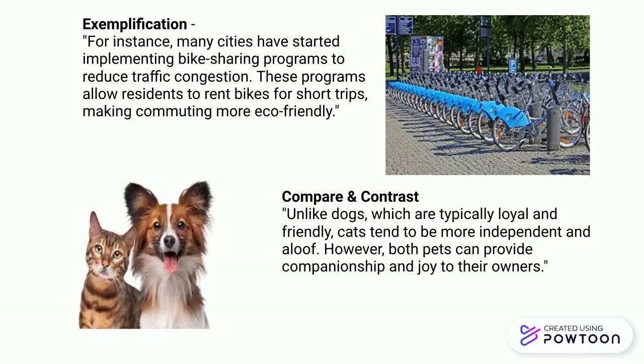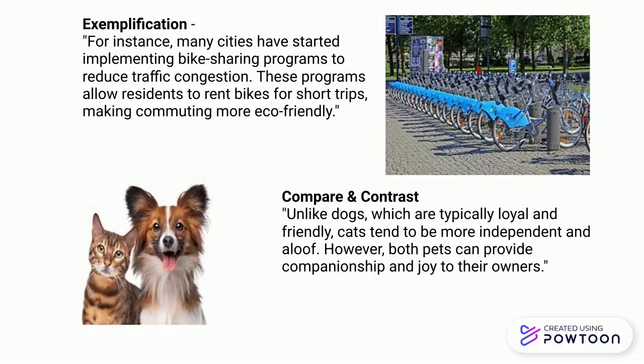Here's some examples. The exemplification example is about bike sharing. It's giving us information on the details of advantages of having a bike sharing program, versus the compare and contrast example, which is the age-old dog versus cat argument, which is the better pet, the dog or the cat.